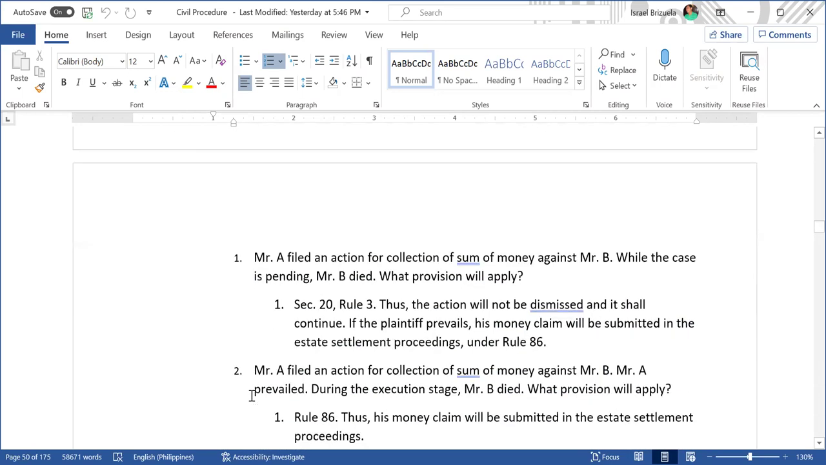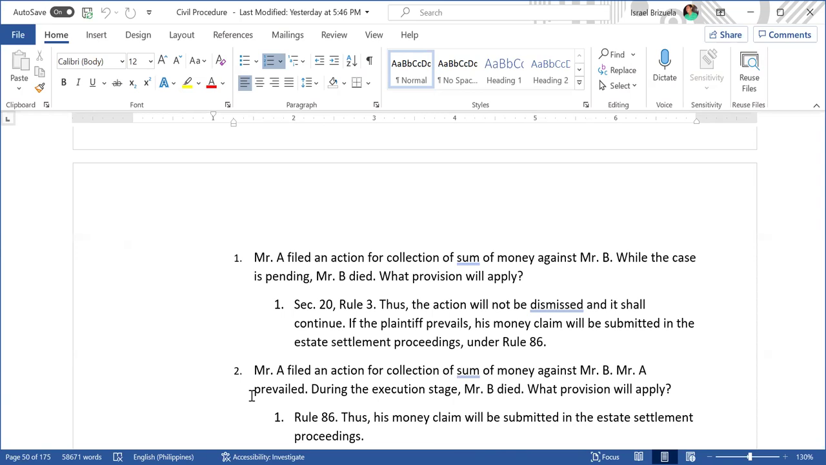Example, Mr. A filed an action for collection of sum of money against Mr. B. While the case is pending, Mr. B died. What provision will apply? Section 20, Rule 3. Thus, the action will not be dismissed and shall continue. If the plaintiff prevails, his money claim will be submitted in the estate settlement proceedings under Rule 86.